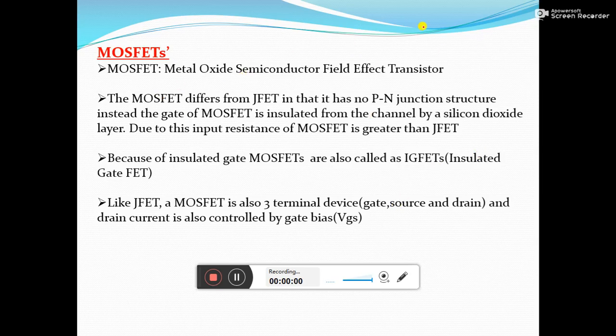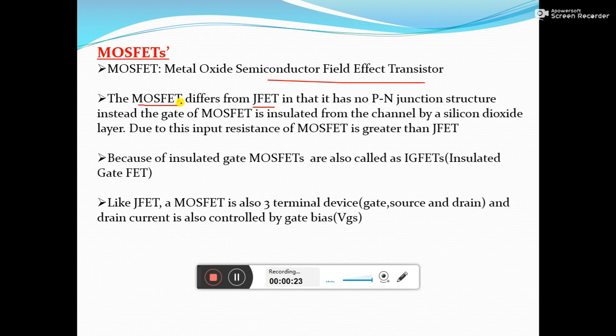So again, the next set, the second class of FETs, are MOSFETs. MOSFETs are abbreviated as metal oxide semiconductor field effect transistor. How do they differ from JFET? The first class of FET we have studied is the JFET. The next class is nothing but MOSFETs.